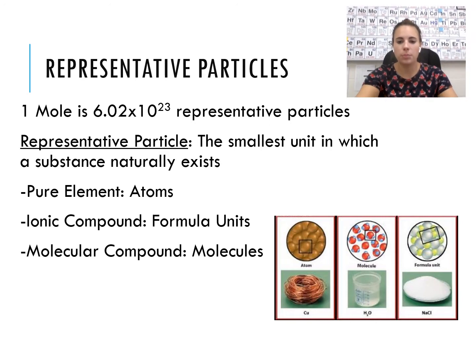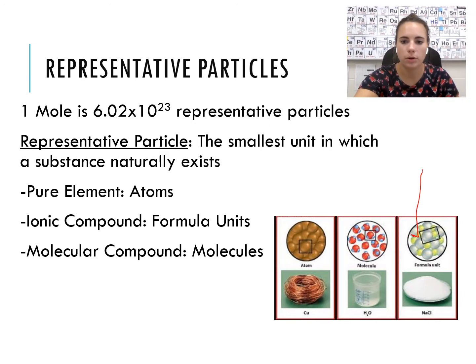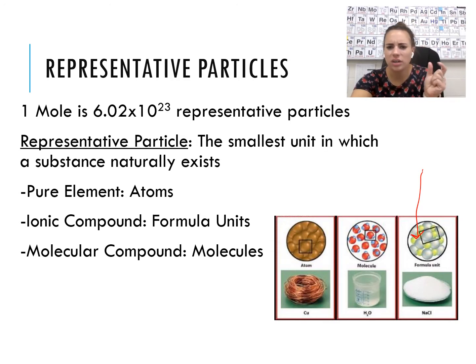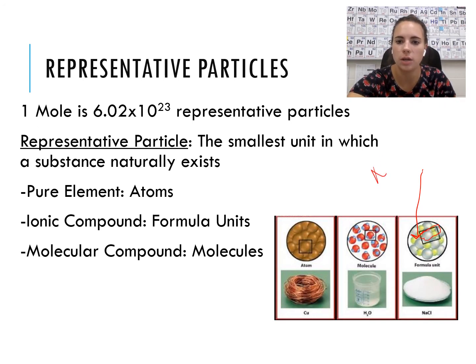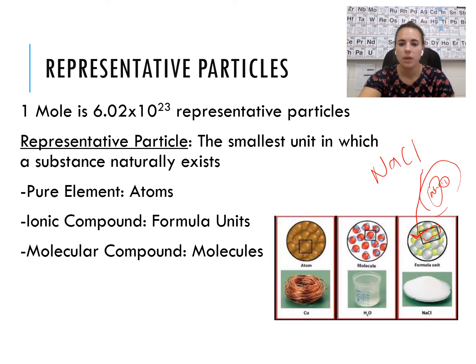So if we remember, ionic compounds form crystal structures. So there aren't individual little atoms, there aren't individual little molecules. Instead, there's big crystals. So we consider one formula unit its representative particle. So if this were a crystal of sodium chloride, then one formula unit would be a singular sodium and a singular chlorine. That would be one formula unit. And then for molecular or covalent compounds, the single representative particle is a molecule.